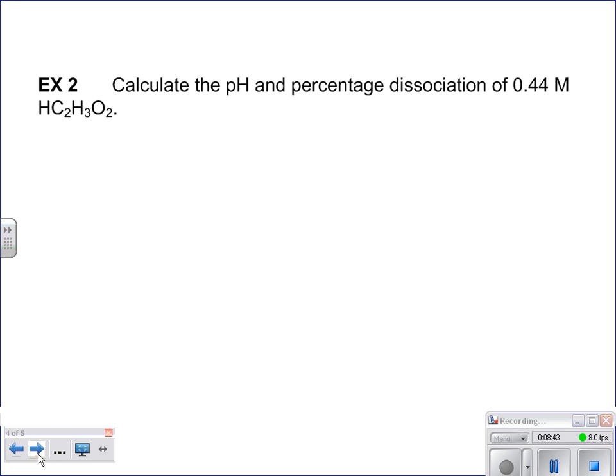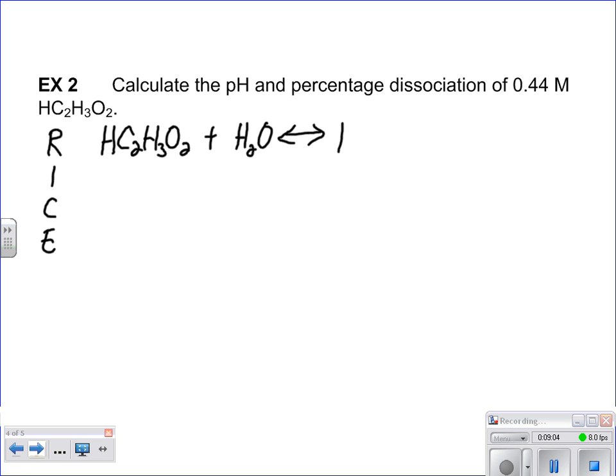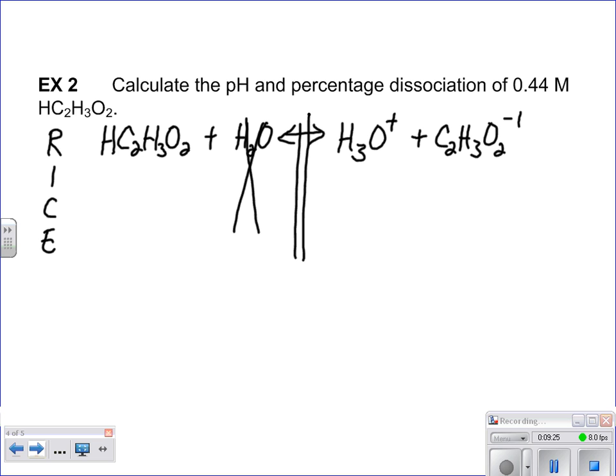So here we can set it up again as a Rice table. We have to be able to set up an equation. We know that we're starting with acetic acid, HC2H3O2. We toss it into water, and in the process, those acids donate protons. We get hydronium ions, and we also get, in this case, acetate ions. Now, I'm not going to go ahead and write my phases on all of these, but you know that everything's aqueous except for your water, so we can cancel that out.